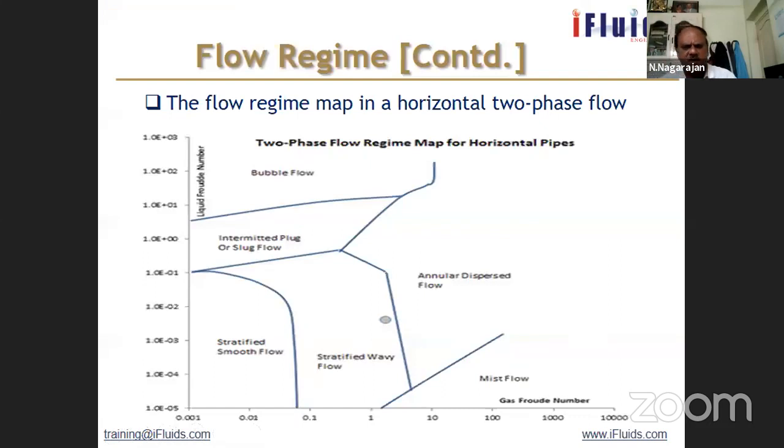So this is how the flow regime is determined. You have stratified smooth flow, stratified wavy flow, annular or dispersed flow. Annular means you have an outer circle of liquid, inside pore is gas. Then intermittent plug flow or slug flow, and bubble flow, etc. So just to have an understanding of this. Okay, so this completes the line sizing part.